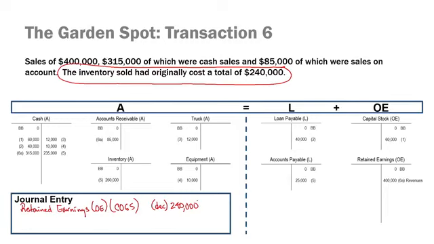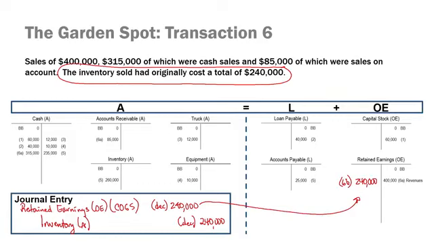Now the corresponding right side piece to this entry is the reduction in the inventory asset account. So inventory, which is an asset, decreased by $240,000. Let's post these to the T account. The left-hand side to the retained earnings account of $240,000. We'll make a notation that that's transaction 6, part B, and we'll put out to the left here that that was the cost of goods sold expense.